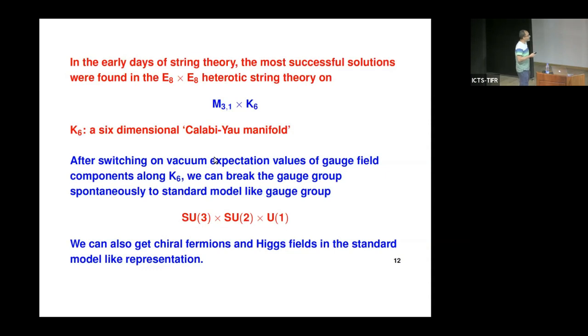In the early days of string theory, the most successful solutions were found in this particular string theory known as the E8 times E8 heterotic string theory on a product space like this. And the K6, the particular class of compact spaces that were used for this study, were known as 6-dimensional Calabi-Yau manifolds. These are a special class of 6-dimensional spaces that actually provide solutions to the string equations of motion. And these were the initial objects of study.